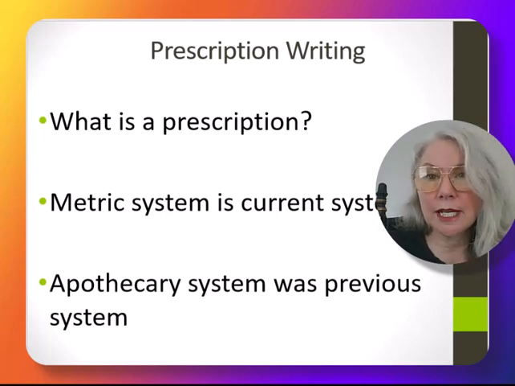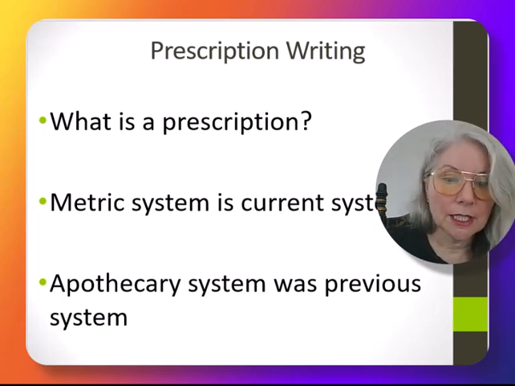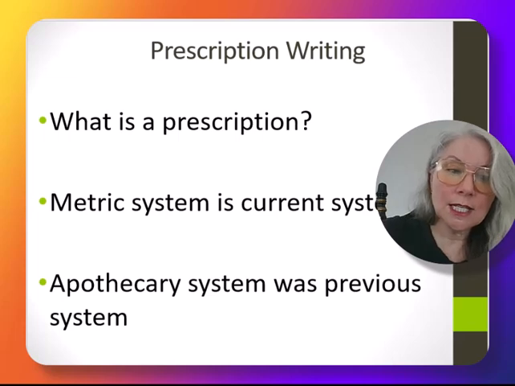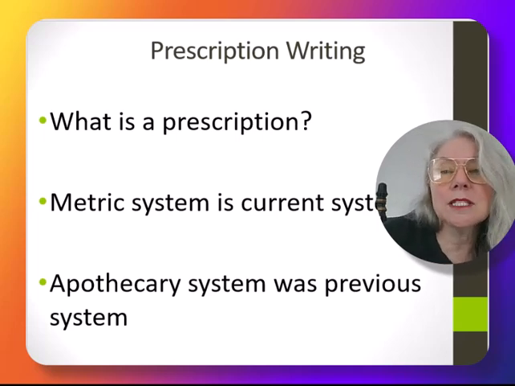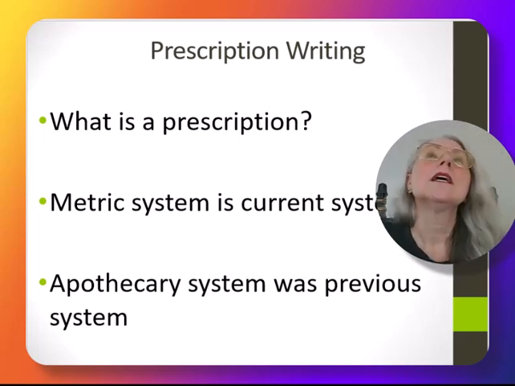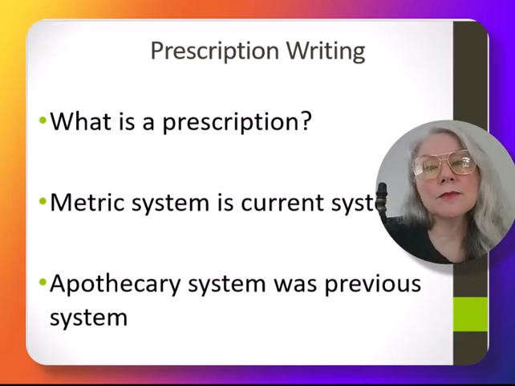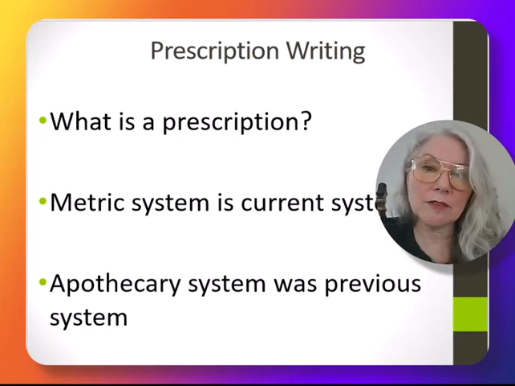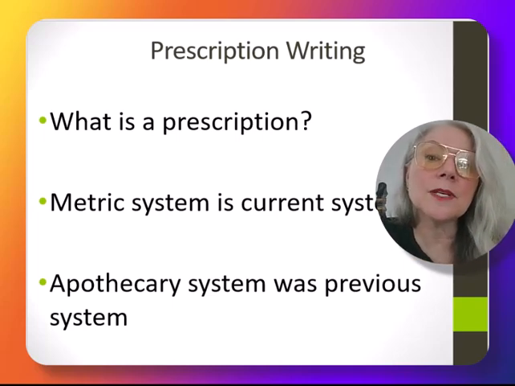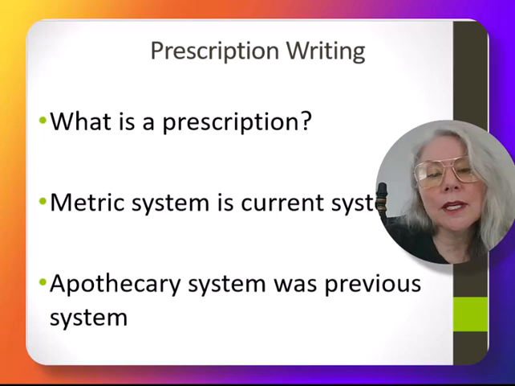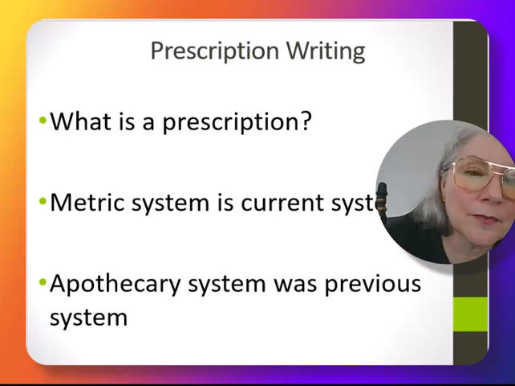So, prescription writing. What is a prescription? A prescription is a healthcare provider writing certain instructions or prescribing orders to a pharmacist to dispense a specific drug to a patient. And right now, the metric system is what we use, with things like milligrams, like you take 2 grams of amoxicillin prior to dental treatment. The apothecary system is a previous system, and the apothecary system is things like drams and grains. You almost never hear that anymore.